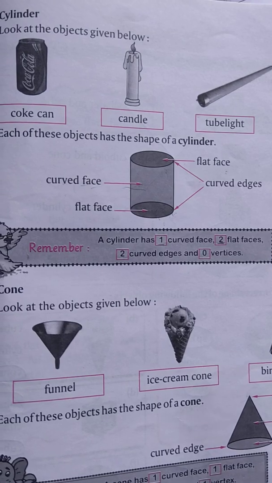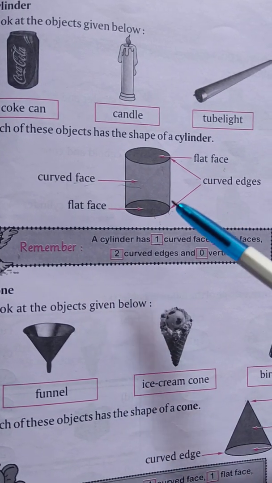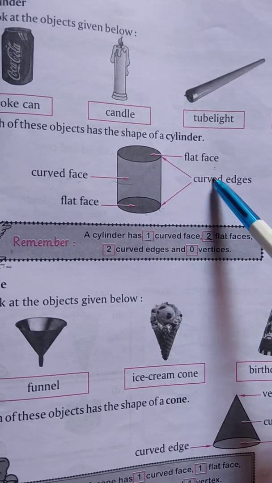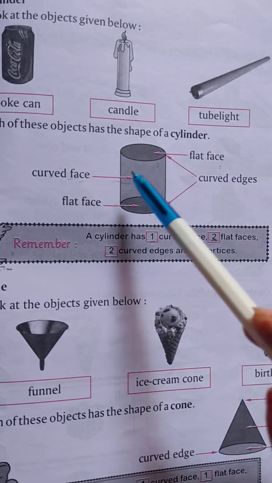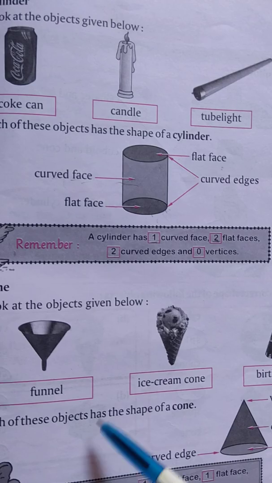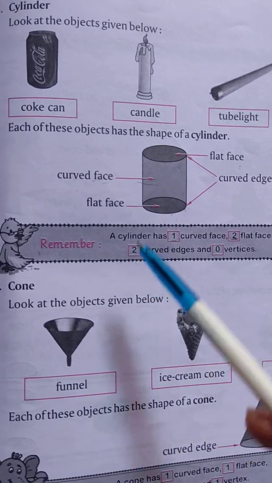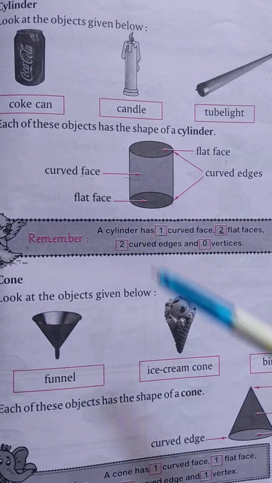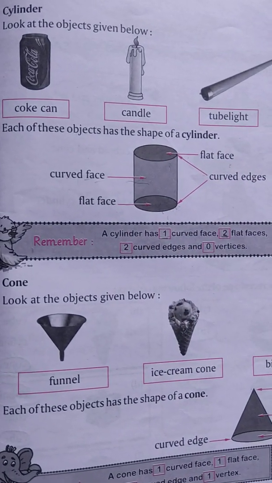Cylinder. Cylinder has 2 flat faces and 1 curved face and 2 curved edges. There are 0 vertices. Coke can, candle, tube light. These are examples of cylinder.